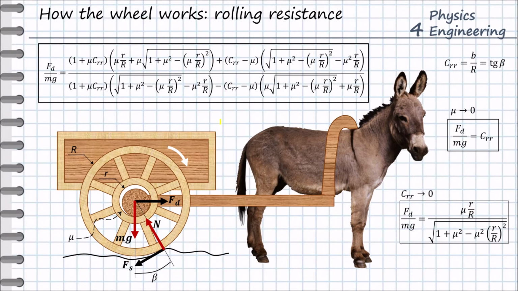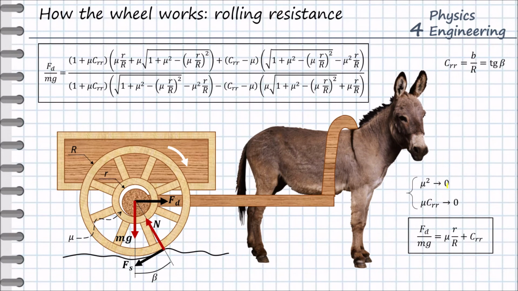But this is something which is really difficult to remember. Let us do some simplification of this equation, the same way as we did in the first video. So let us approach mu squared to 0, considering that our mu, our friction coefficient, is a small value. And additionally, we can approach the product of mu and the rolling resistance also to 0, because mu is a small value and the rolling resistance is a small value as well. So we have mu squared approaches 0 and mu times CRR approaches 0. And considering these approximations, we come to the following equation, which is much simpler and easy to remember.